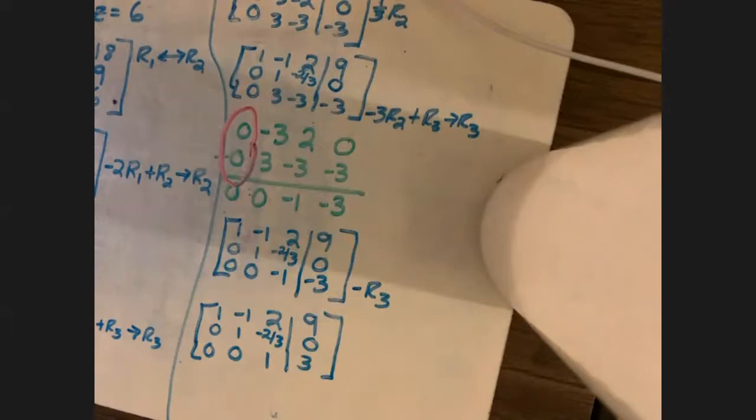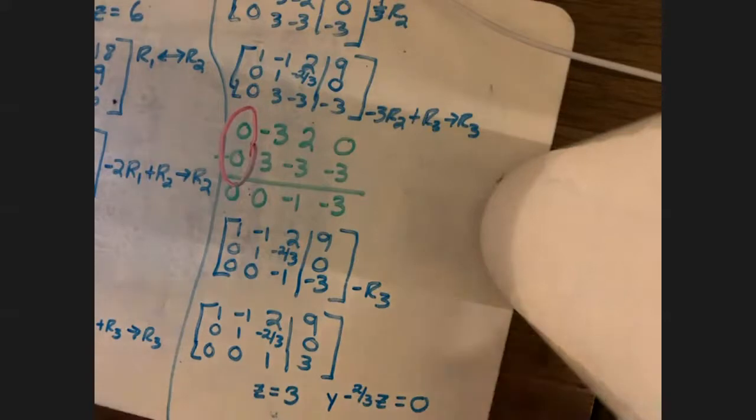Now let's talk about bringing these out of the matrix. We start with the bottom row. That's no x's, no y's, 1 z. So z equals 3. That's what that bottom line tells me. Now if I move up 1 line, that says no x's, y minus 2/3 z equals 0.